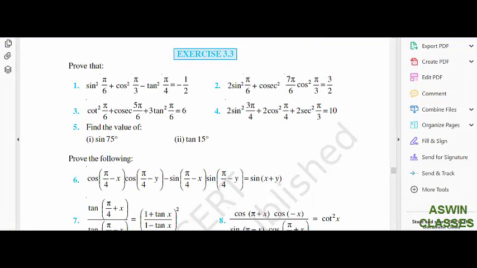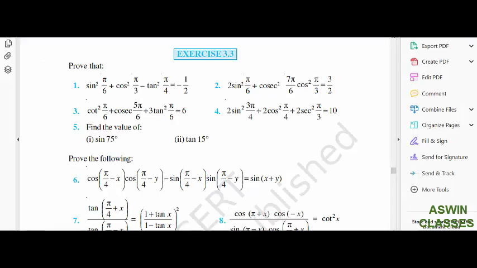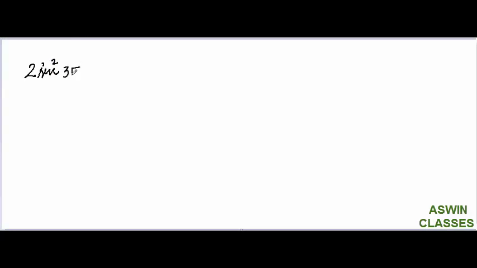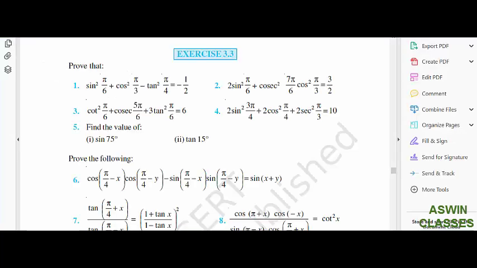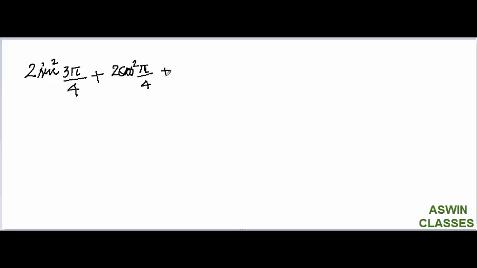Now the next question: 2 sin² 3π/4 + 2 cos² π/4 + 2 sec² π/3 equals 10.